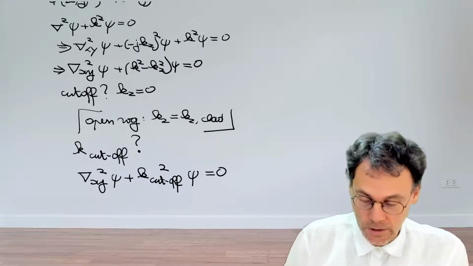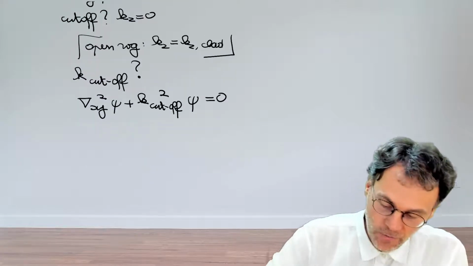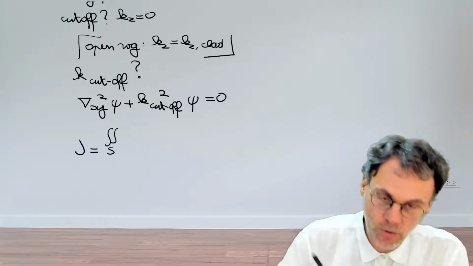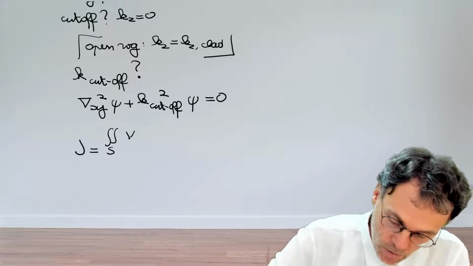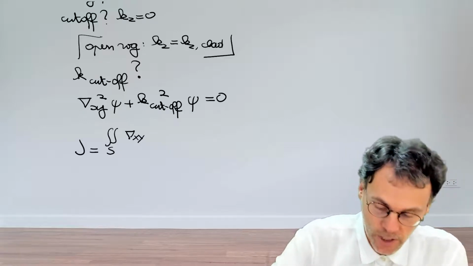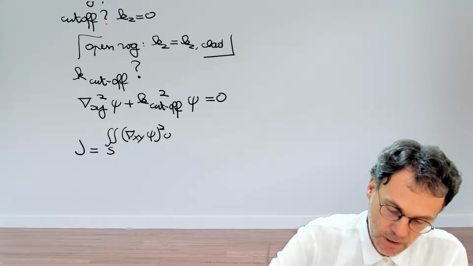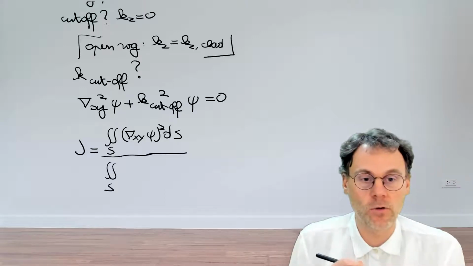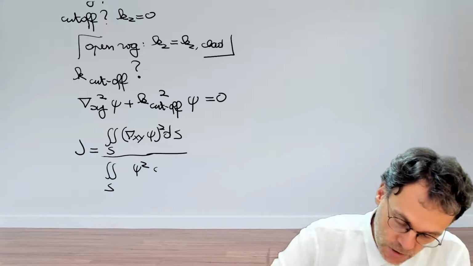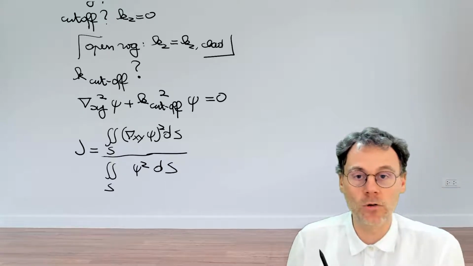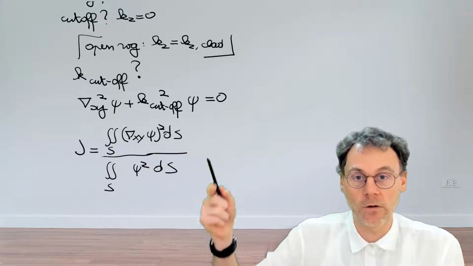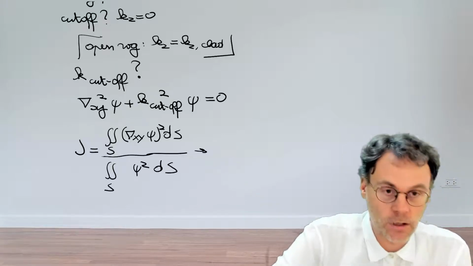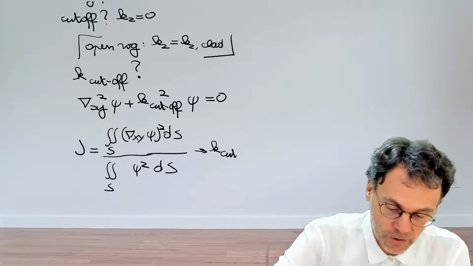Now, what I want you to show is that if we have a variational expression of the following form, J is equal to the integration over the cross-section of our transverse gradient of psi squared dS, divided by another integration over the cross-section of psi squared dS, then if you minimize this particular variational expression, you end up with a value which will tell you what the k value at cutoff squared is.